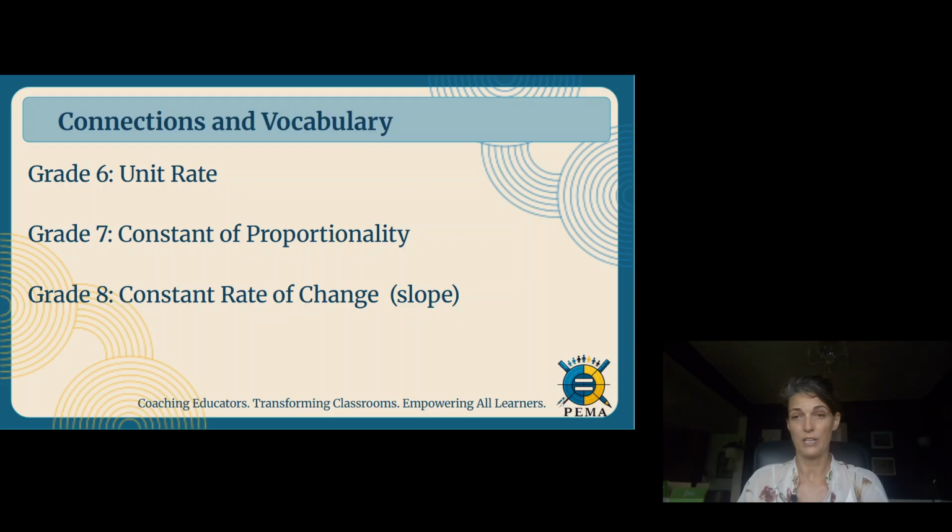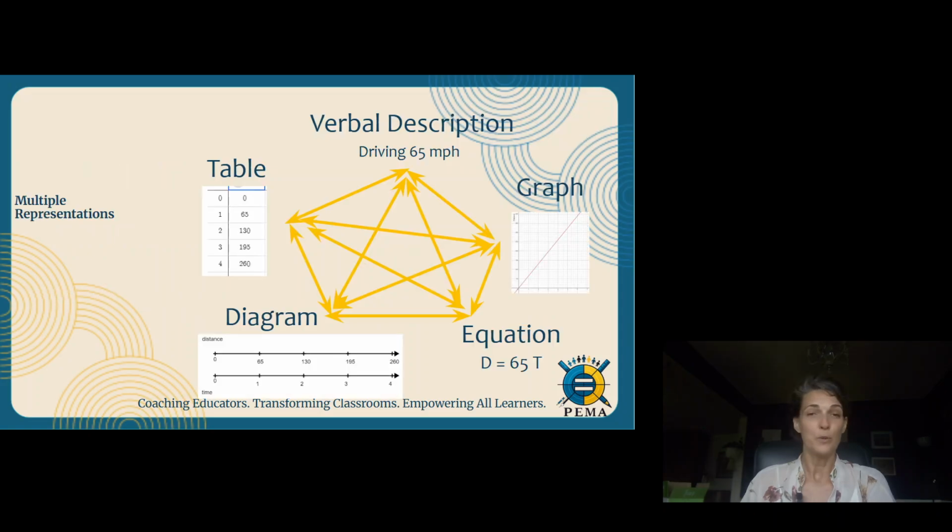Kids need to be fluid going from the different representations of proportional relationships, from a verbal description to a table, a diagram, an equation, a graph. They should be able to go from any one of those representations to another.